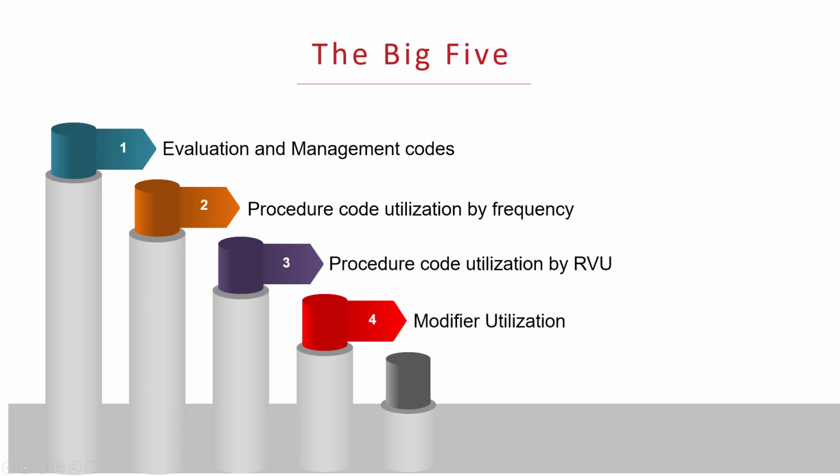And then modifiers. Again, modifiers tend to be looked at by different groups of auditors and payers. What we've seen here is a change in the actual modifiers being reviewed. So we've always had issues with 25s and 59s, but now we're seeing auditors that include modifiers like 24 and 78. I expect this to expand in the near future.